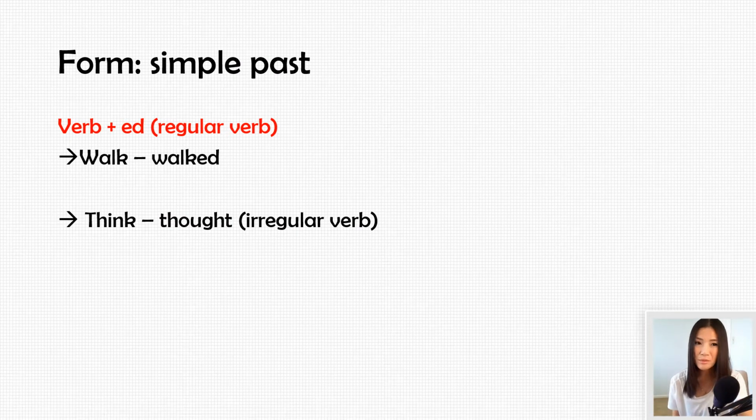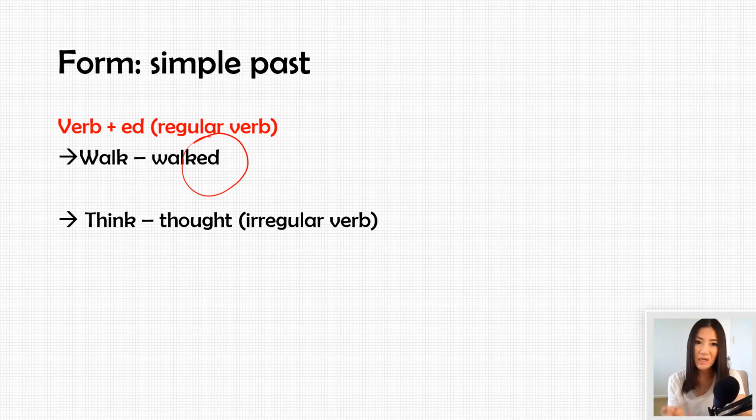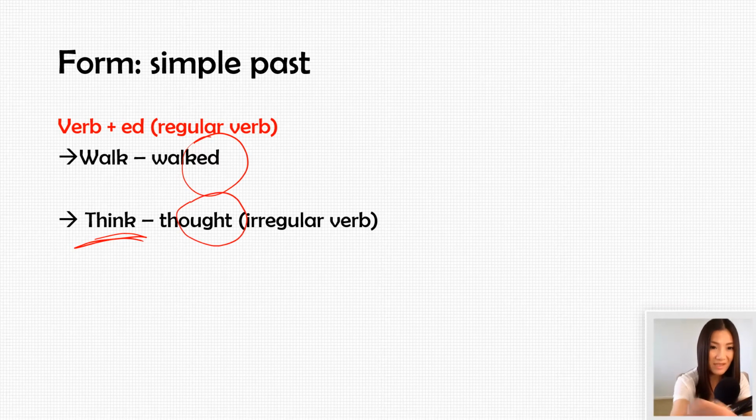Many of you are probably familiar, but to form the simple past with a regular verb, we just simply add an ed, like walk will become walked. With an irregular verb like think, it becomes a completely different word, thought.